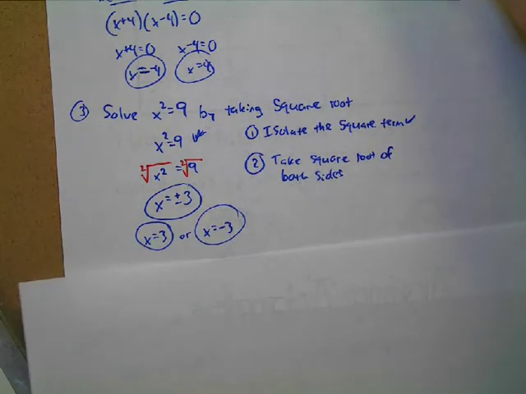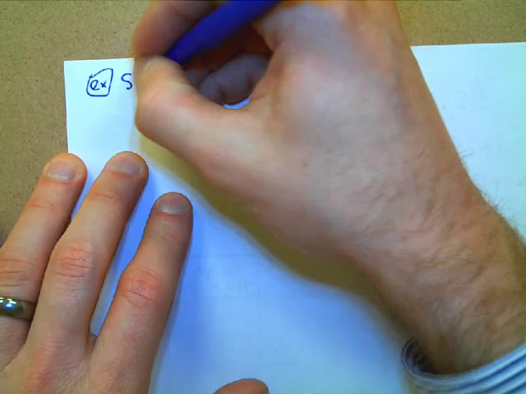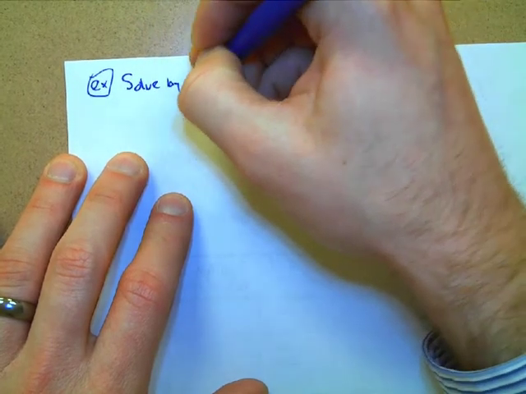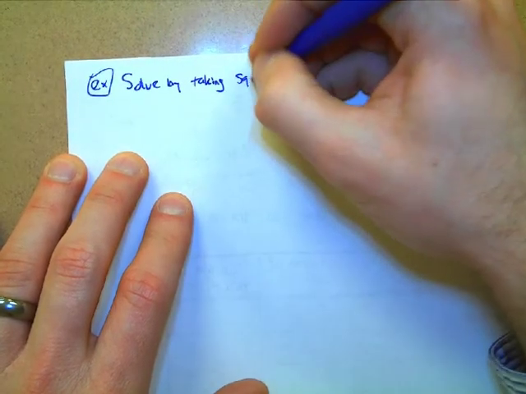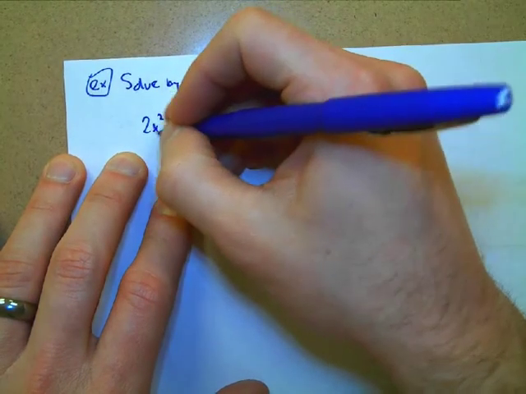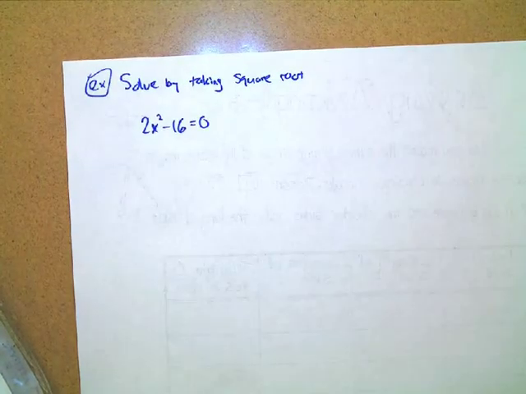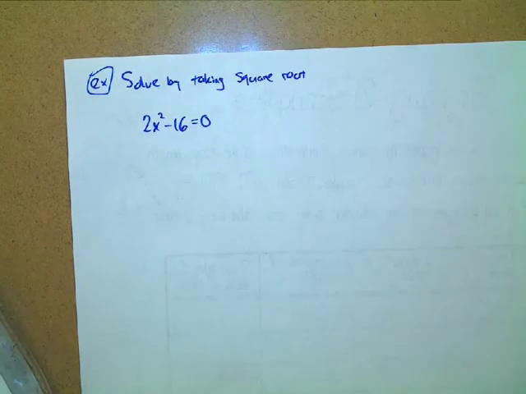Questions on any of that so far? All right. Two more examples here for you, and then we'll have you guys try some on your own. Okay. We have 2x squared minus 16 equals 0.